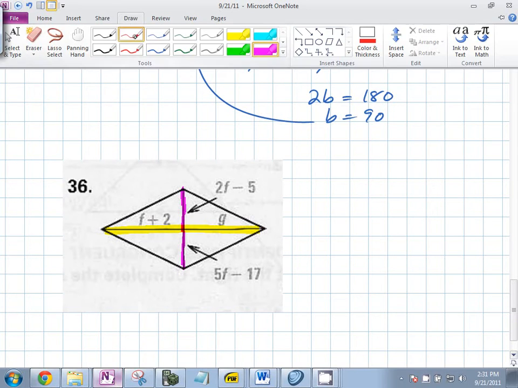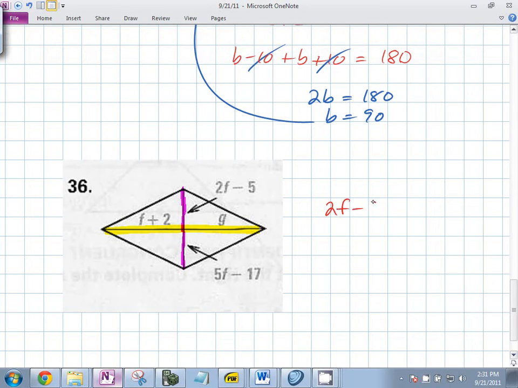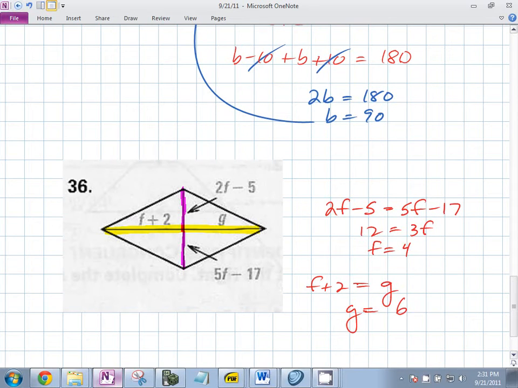So if that's the case, you know that 2f minus 5 has to be what? 5f minus 17. How many equations is that? How many variables is that? 1. So what do you end up with? 12 is equal to 3f. So what does f equal? 4. And then what's the second one? f plus 2 is equal to g. So g is equal to 6. Does that make sense? Yes. They definitely bisect each other. Are they definitely perpendicular? Not necessarily. Only if it's regular.